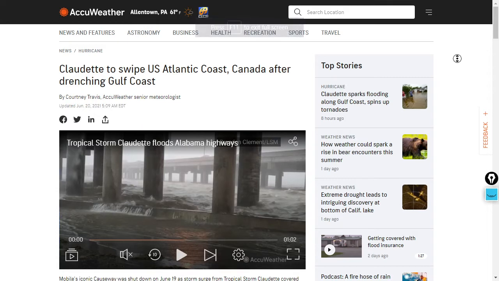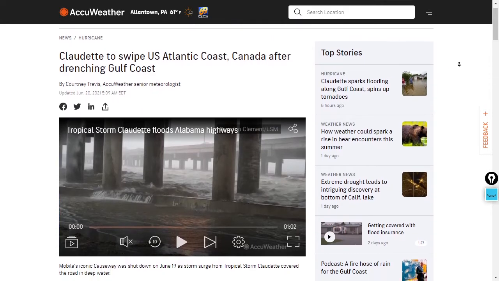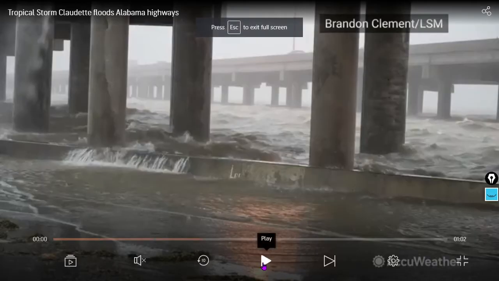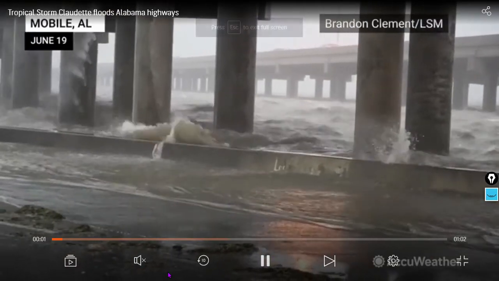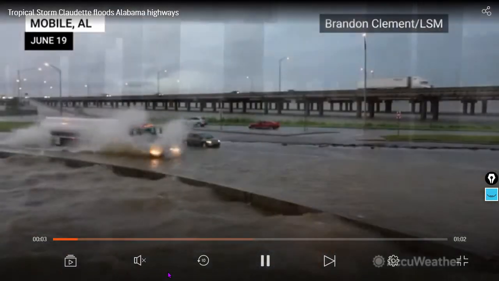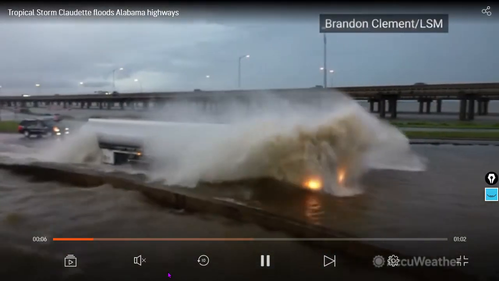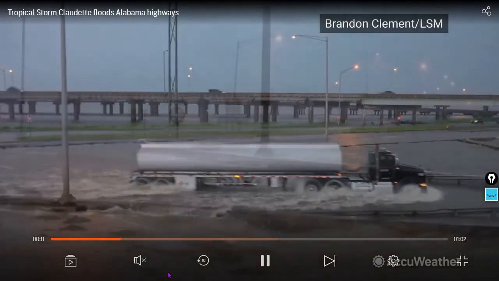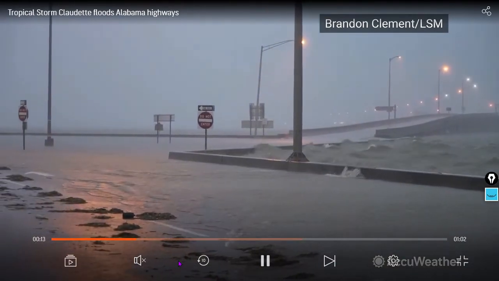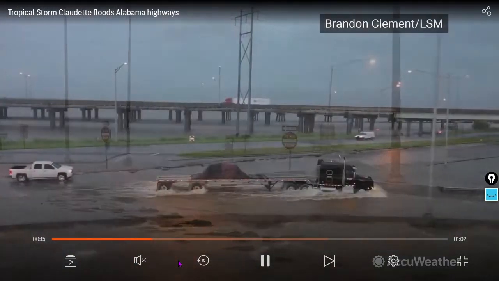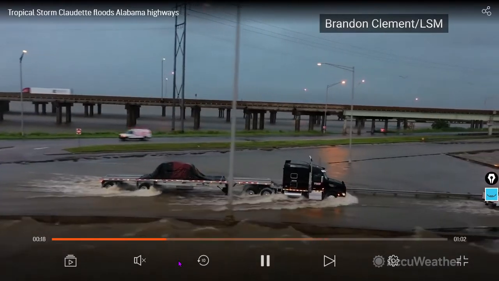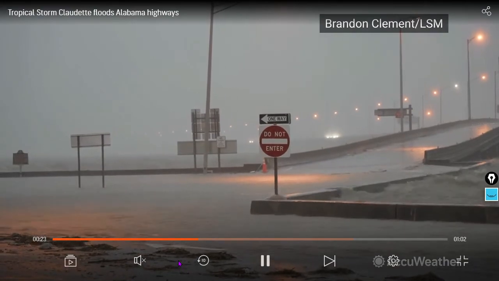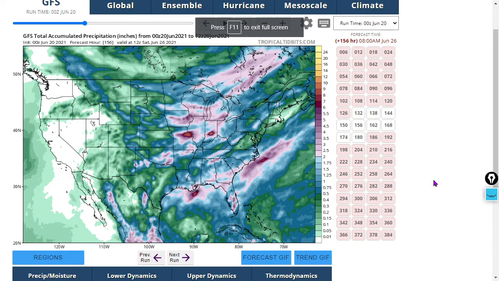So, AccuWeather reporting that Claudette to strike U.S. Atlantic coast and Canada after drenching Gulf Coast. Here's some footage of what was going on in Alabama, where the Gulf of Mexico is making an appearance on the roadways. Not optimal. Driving deep through water is not particularly advisable, folks. Please don't get swept away in a raging river of water. Don't end up in the Gulf of Mexico, as your car is not an effective shrimp boat.